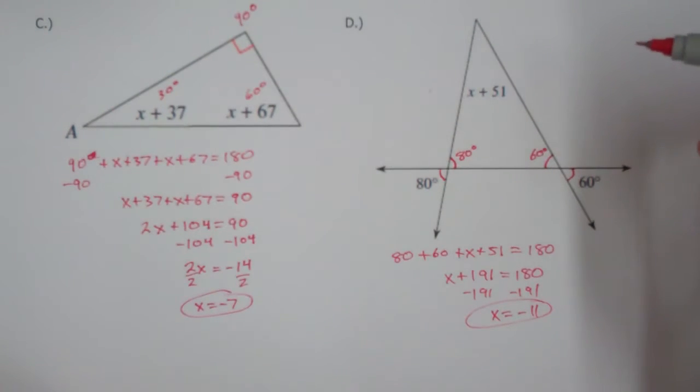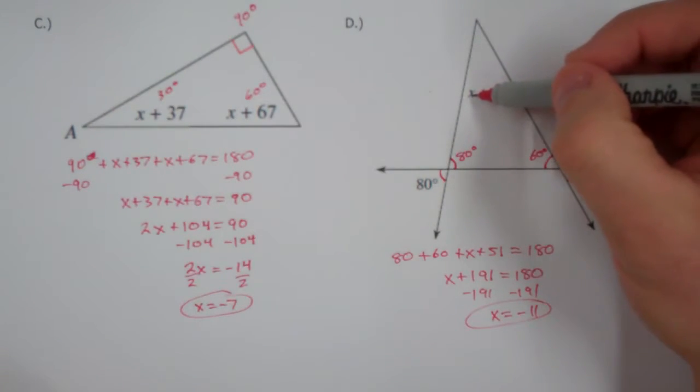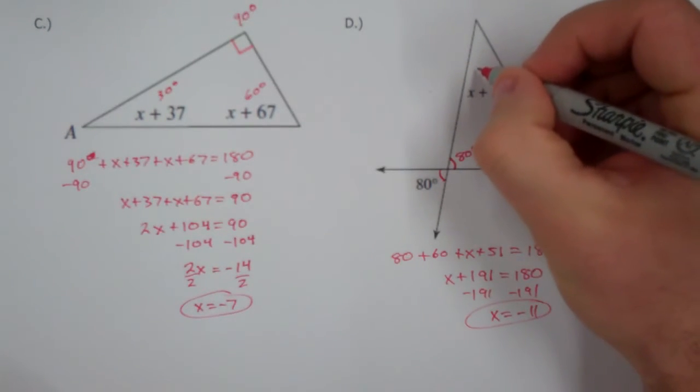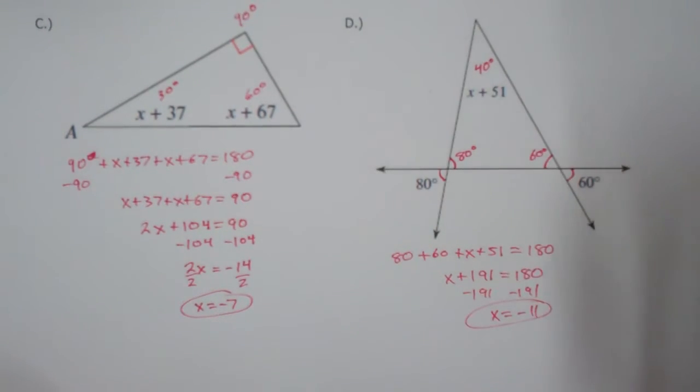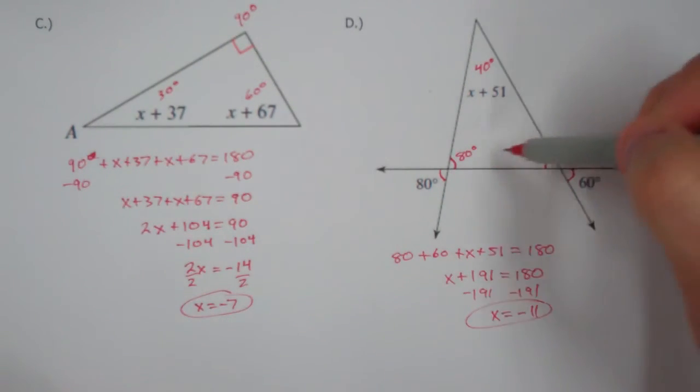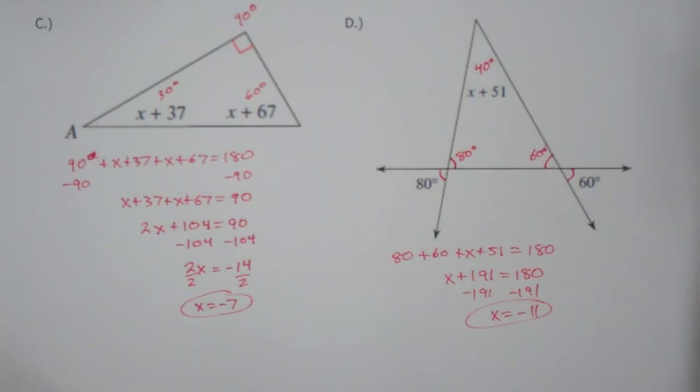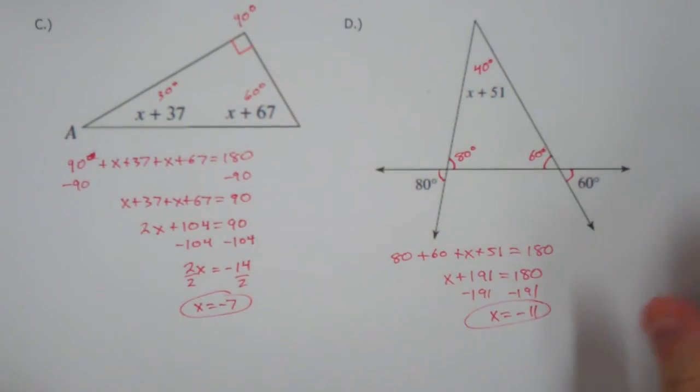Let's just double check to make sure we haven't made a mistake. So negative 11 and 51, that would be 40. So the measure of that angle is going to be 40 degrees. And if we add all three of these up, 40 and 60 is 100, and 80 is 180, then that value of x does actually make sense.